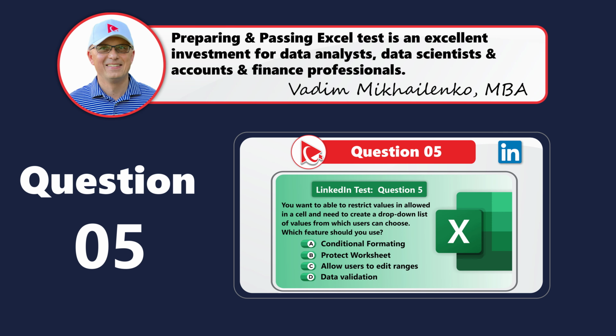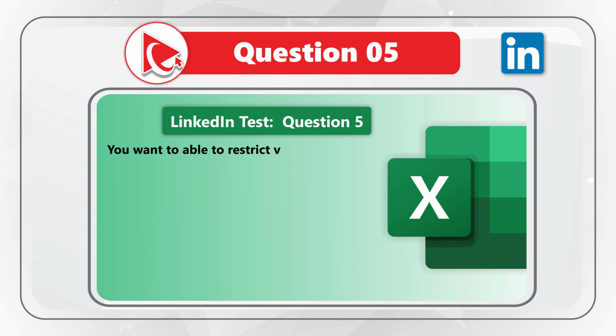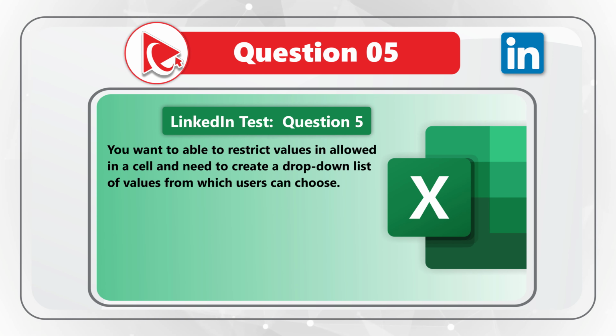Let's jump to question 5. You want to be able to restrict values allowed in a cell and need to create a drop-down list of values from which users can choose. Which feature should you use? And there are 4 different choices.